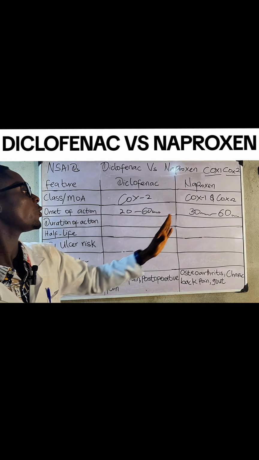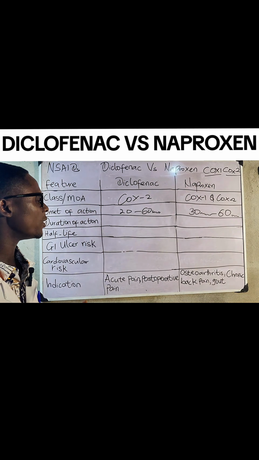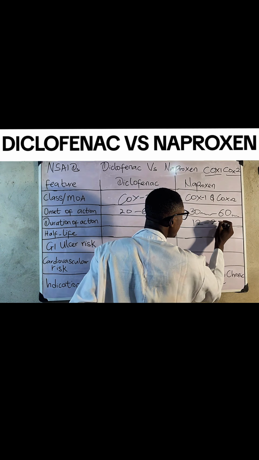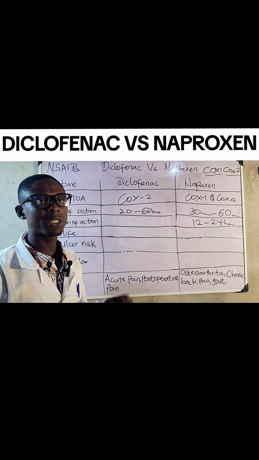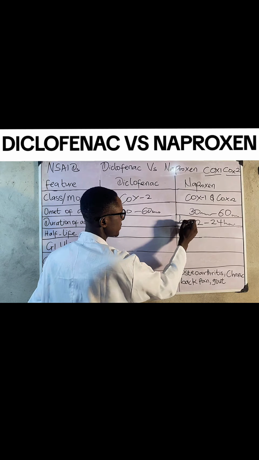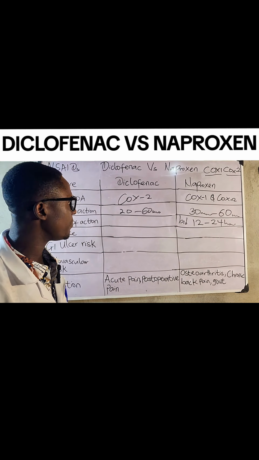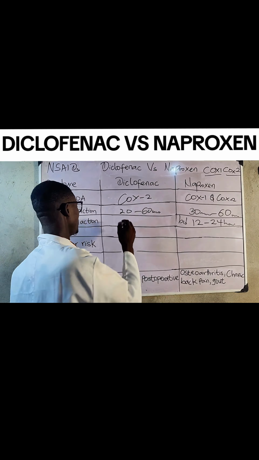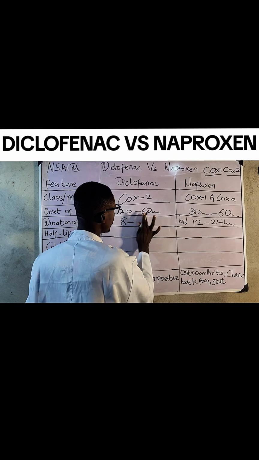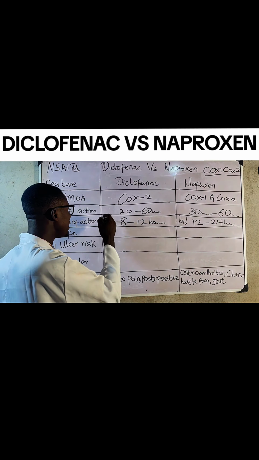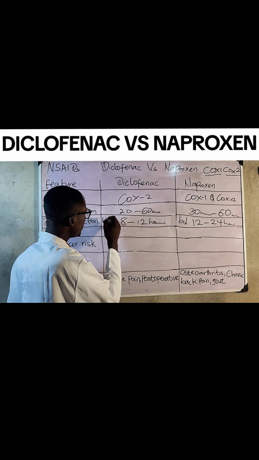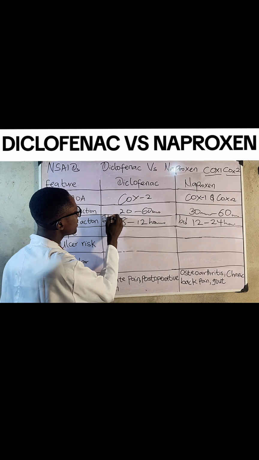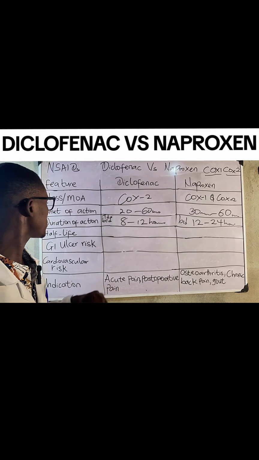The duration of action, this is where naproxen is better, because naproxen can work for 12 to 24 hours. That's why it's mostly given BD, twice daily, because of how long it stays in the body. For diclofenac, it's as usual 8 to 12 hours. It's usually given BD. Some people, depending on the dose, give it TDS, three times daily.